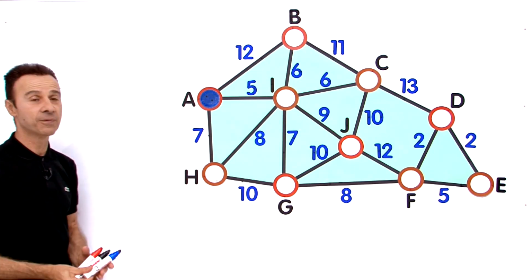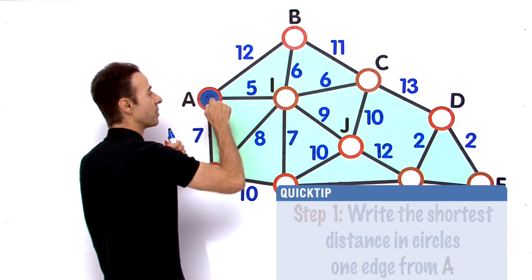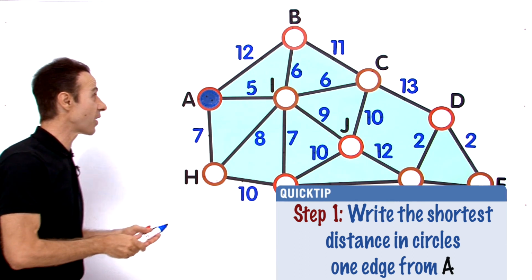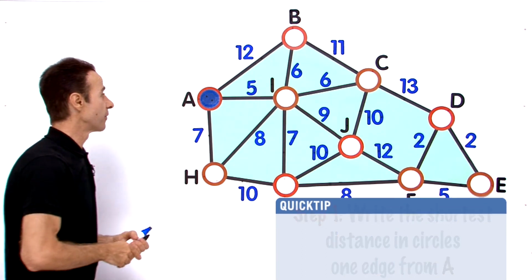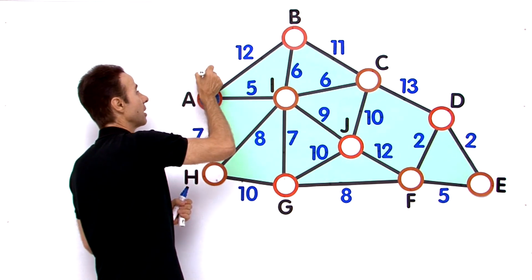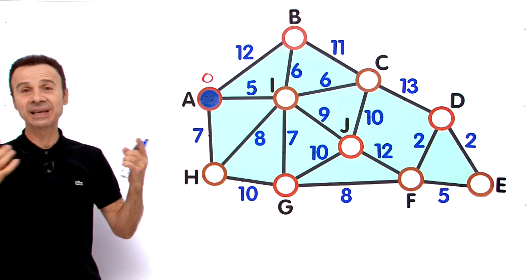First of all, we're going to work one edge away from the vertex and then the second edge and the third edge until we finally get to E. So let's work with the first edge. The first edge away from A, the beginning, we're going to put 0 next to that because the distance from A to A is 0.